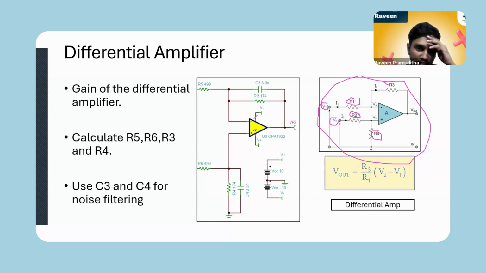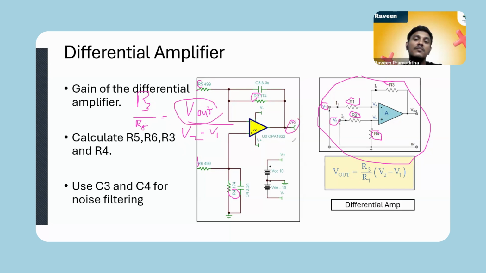Inside, I'm using the previous op-amp for this, and I need to find the R3, R4, R5 and R6 values. For that, I'm assuming R5 and R6 are equal to each other, and R3 and R4 are also equal. Then I can change the equation to R3 over R5 equals V out divided by V2 minus V1. So my V out is here, my differential amplifier output is here, and I am going to give this output to the speaker.